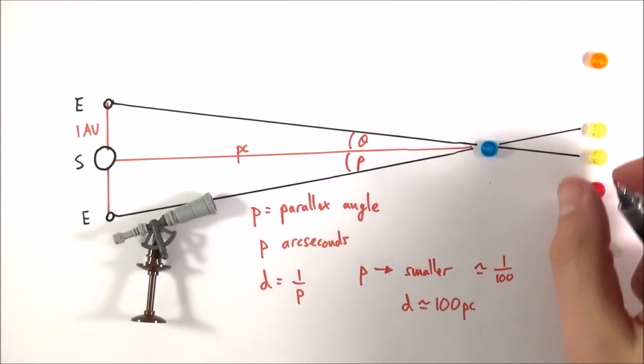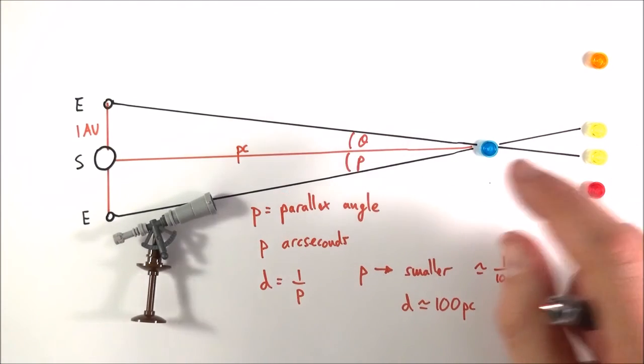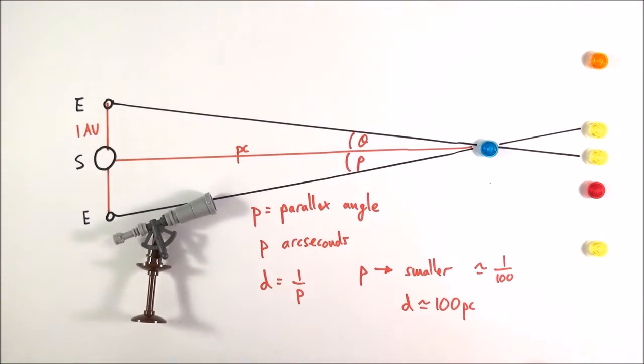Stars which are really distant are so far away that they don't tend to change their position at all. So I hope that makes sense, and leave any comments in the video below.